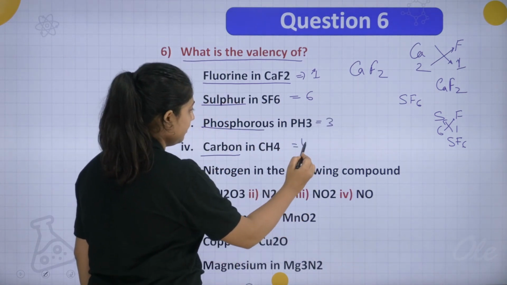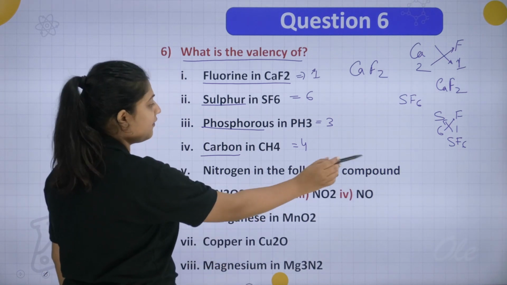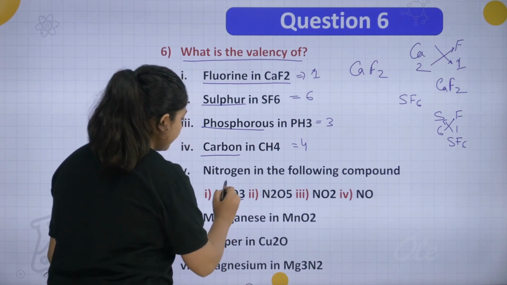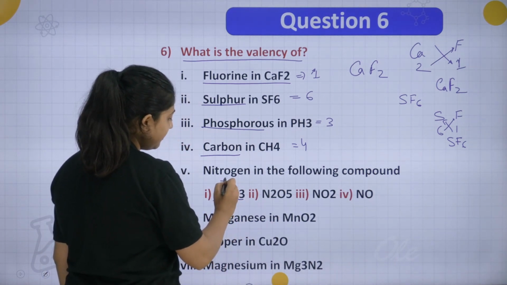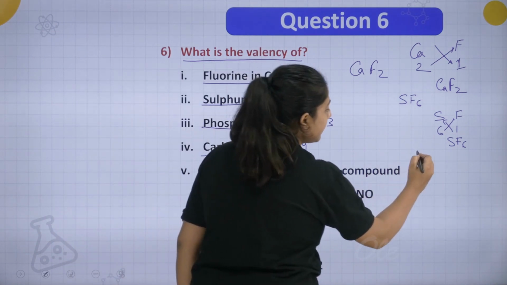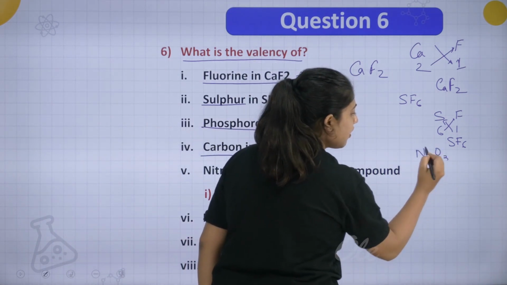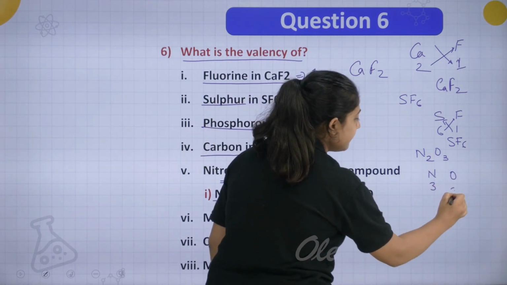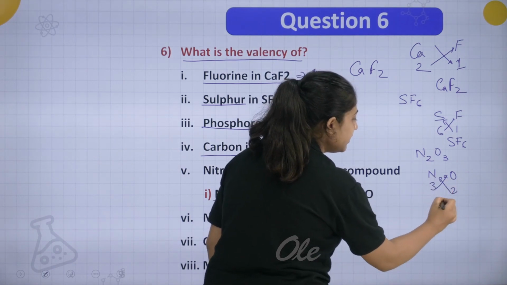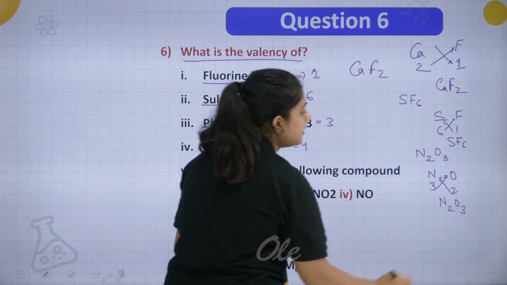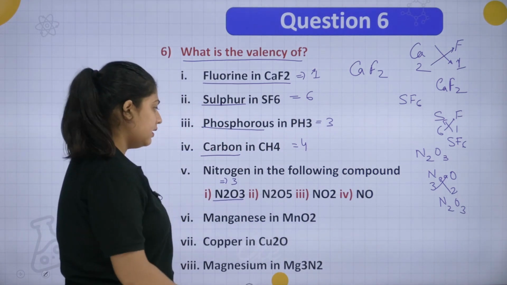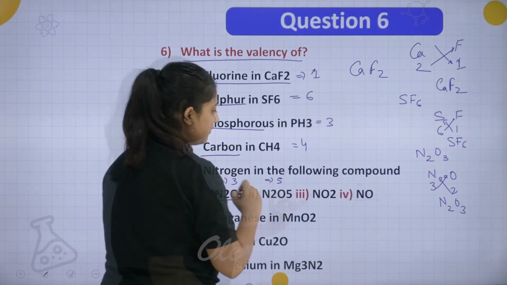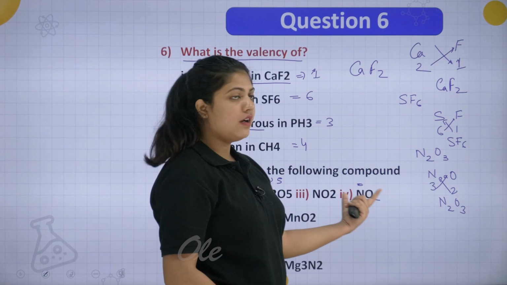Carbon will be 4. Now nitrogen in the compound N2O3. What is the valency of nitrogen here? The valency of nitrogen in the first will be 3. Why? Because N2O3 is obtained by cross multiplication: N has valency 3, oxygen has valency 2, and when we cross multiply, we get N2O3. So the valency of nitrogen will be 3. In this other case, the valency of nitrogen will be 5. In a similar way, you will find it for NO2 and NO.